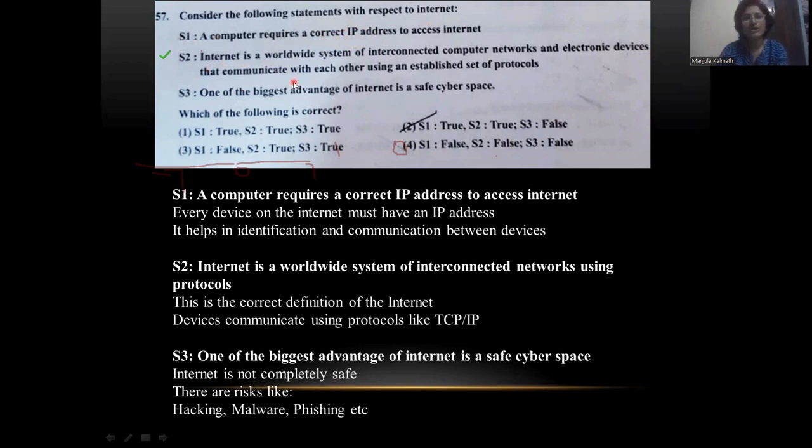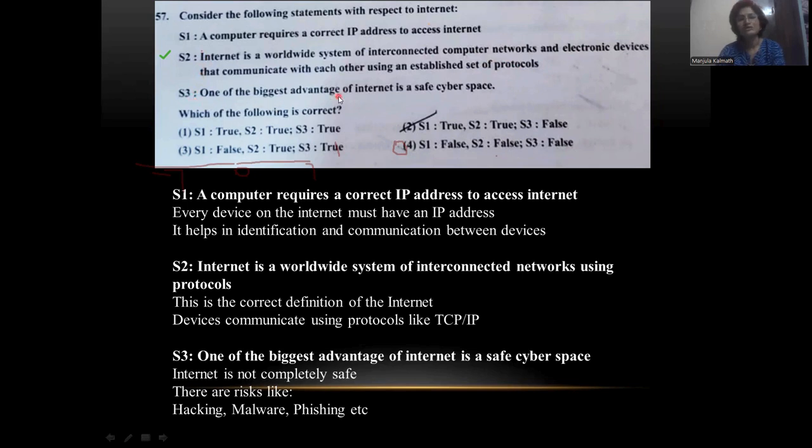The internet is a worldwide system of interconnected computer networks and electronic devices that communicate with each other using an established set of protocols. Protocols are very important here. Once your system is installed with a set of protocols, protocols are nothing but rules and regulations which govern the connectivity between different systems. Once the protocols exist, only then is it possible to connect with the network. So S2 is also correct.